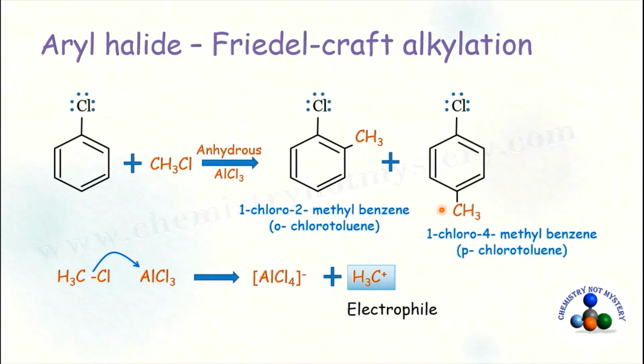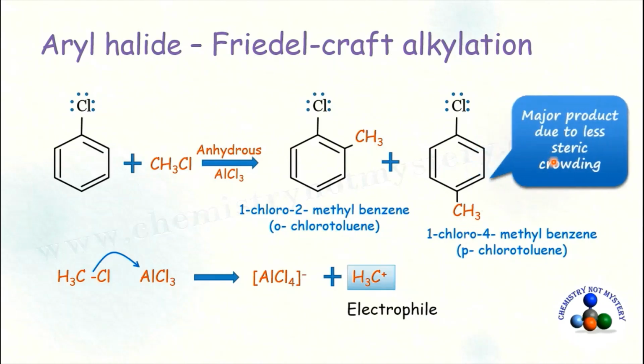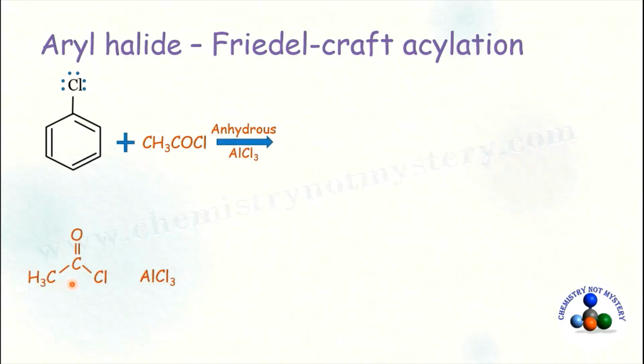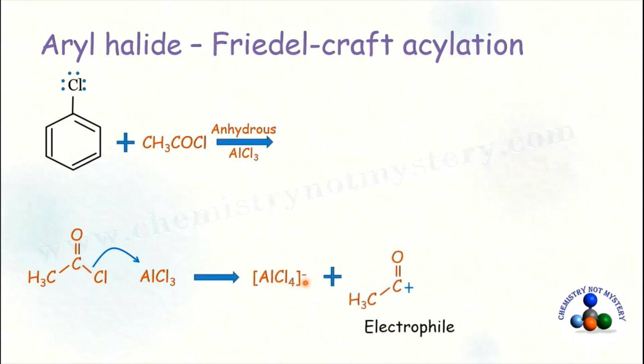Out of these two isomers, the para isomer is the major product because there is less steric crowding. Now come to the Friedel-Crafts acylation reaction. For the acylation, you have to take acyl chloride in presence of anhydrous AlCl3. Now let's see how the electrophile is generated by the reaction of acyl chloride and AlCl3. AlCl3 accepts chloride ion from acyl chloride and as a result AlCl4 negative ion is formed and acylium ion is formed, which serves as an electrophile.